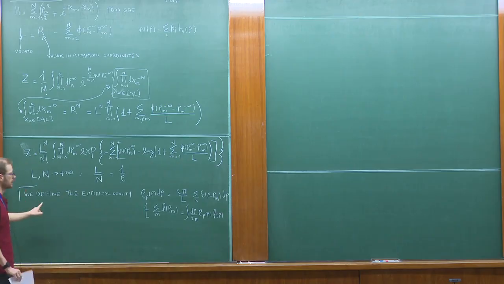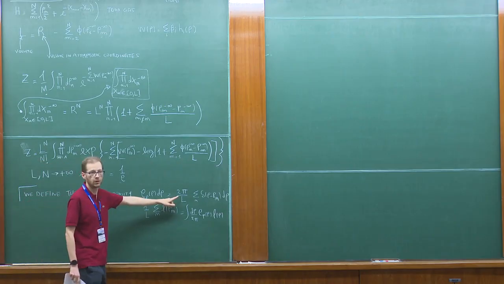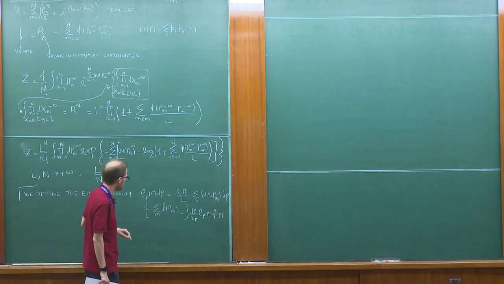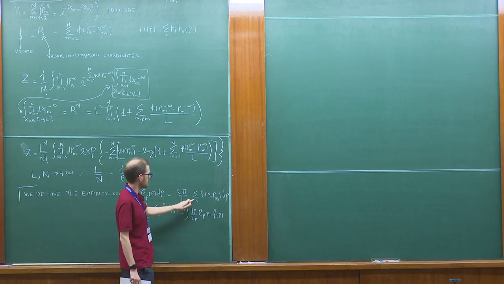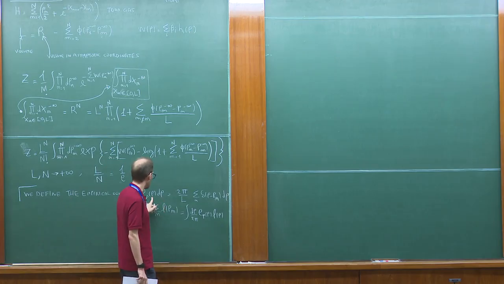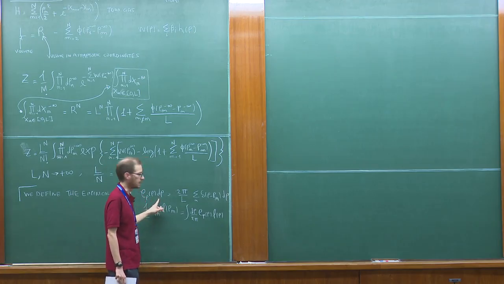I just define the empirical density like this now. This 2 pi factor is convention, so no deep physical meaning. But you see it's 1 over L, then the sum over the delta of P minus P_n. So essentially this counts the density of particles in an interval between P and P plus dP, okay?